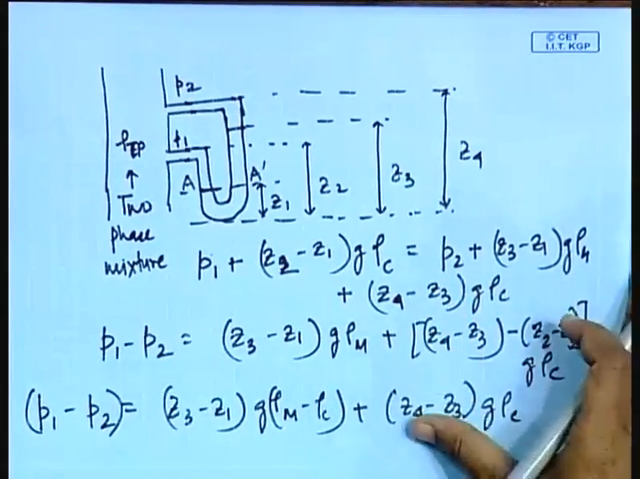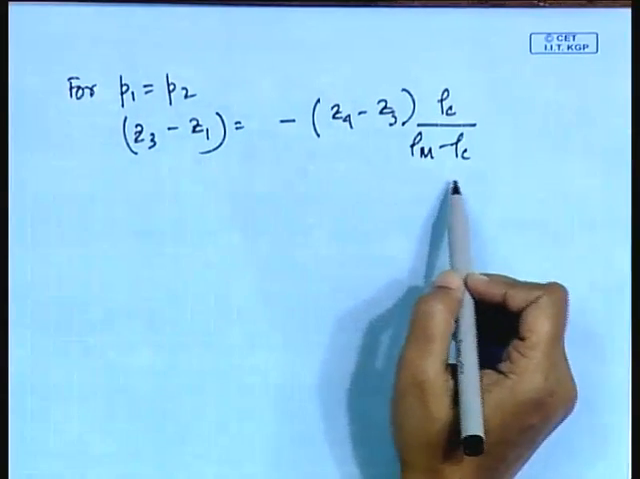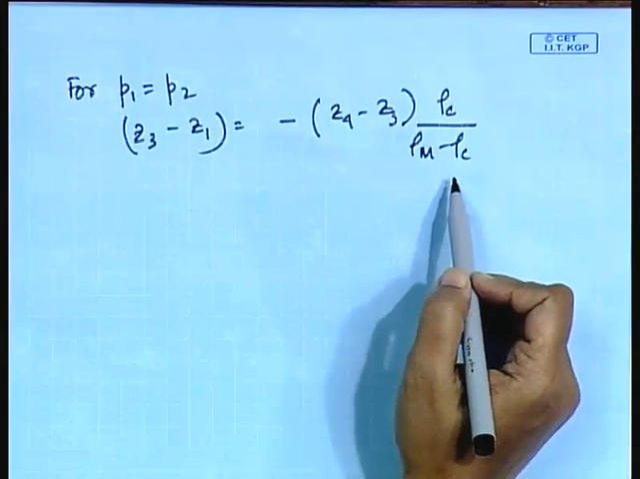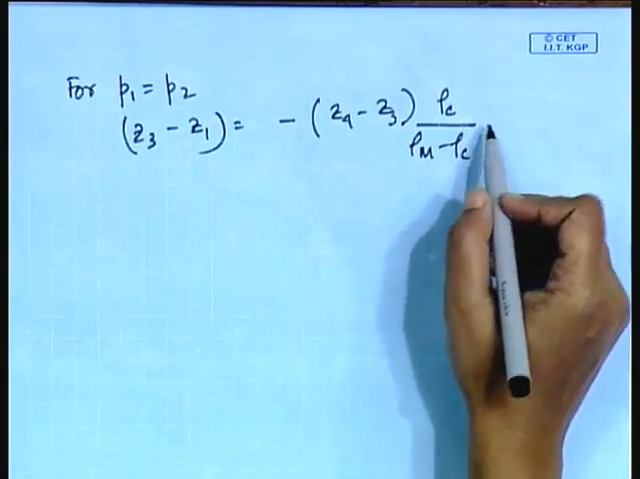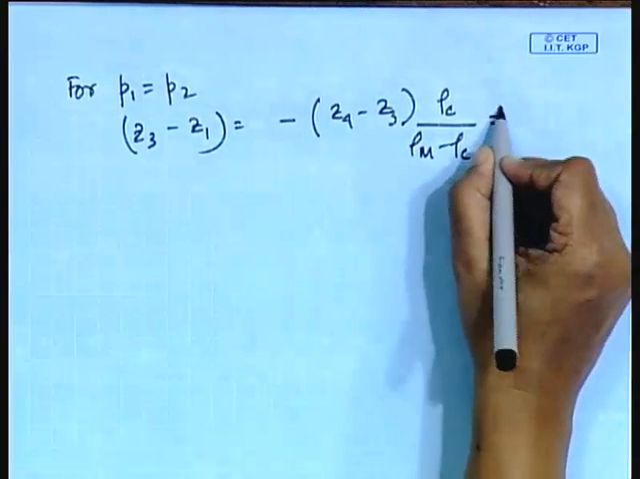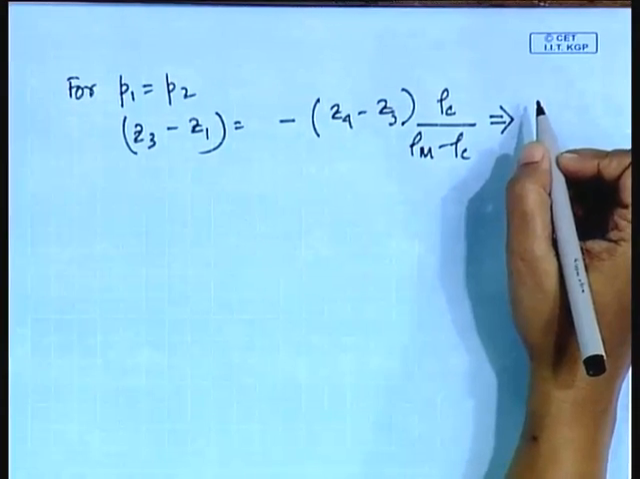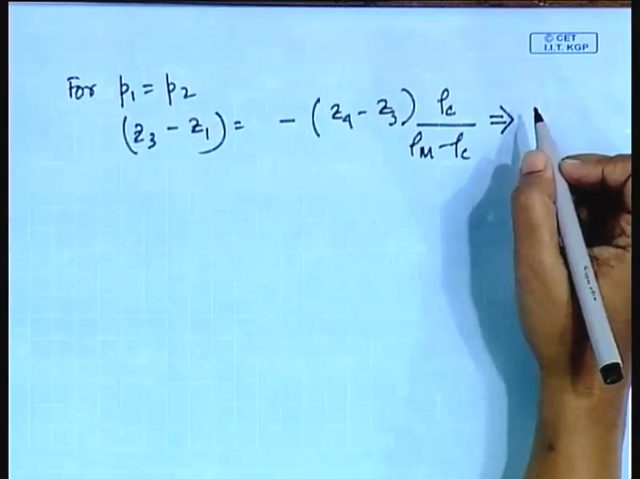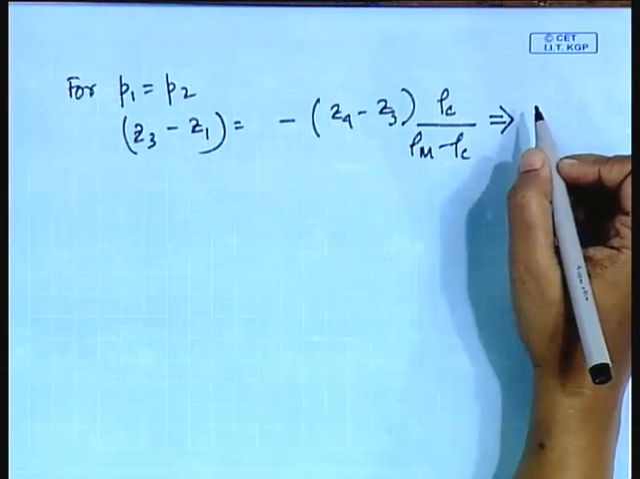But from the force balance, you find that, well, no, Z3 minus Z1 does have a value. Okay? And this particular value, when P1 equals P2, the difference which you find is Z3 minus Z1. Any idea of what this is called? For equal pressures, the difference which you find, which has to be considered when you are measuring pressure drop, what is this called?